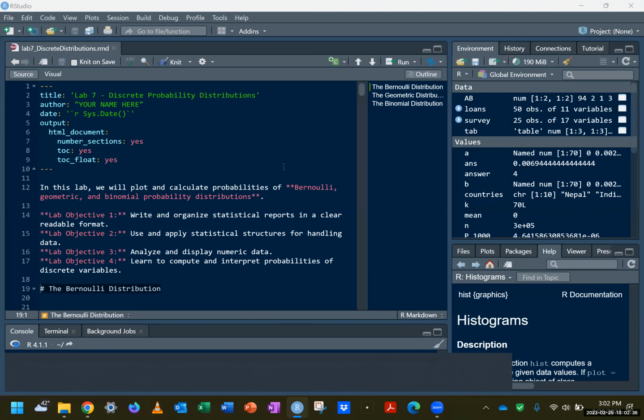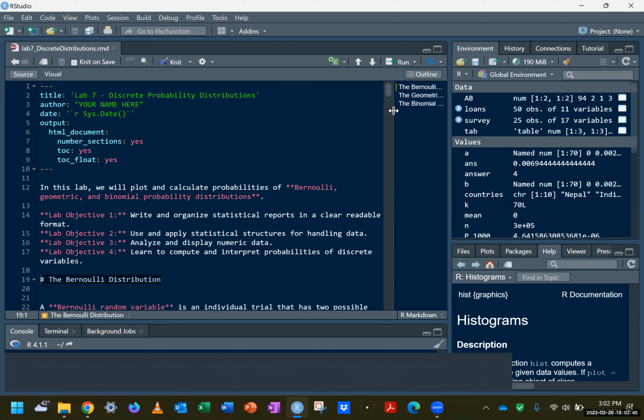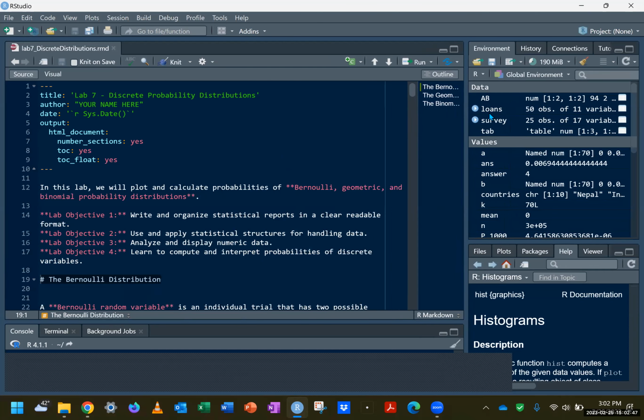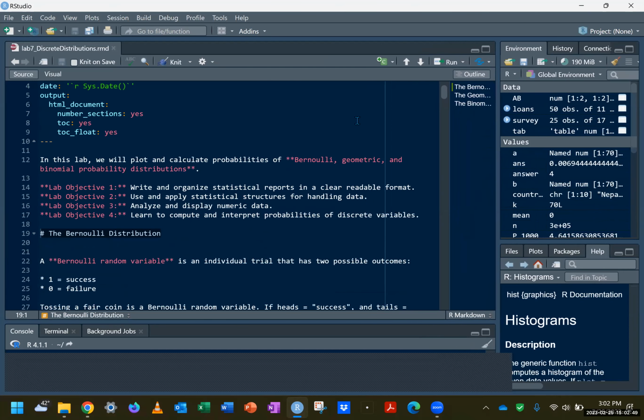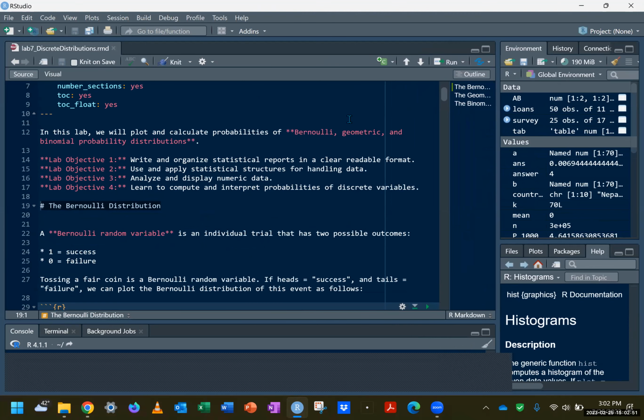Hello, so we're going to be recording the first part of Lab 7 in this video. We're covering three distributions in this lab, as you can see in the outline: the Bernoulli, the geometric, and the binomial. So, start with the Bernoulli distribution. These are all discrete distributions, meaning there are a whole number of outcomes.